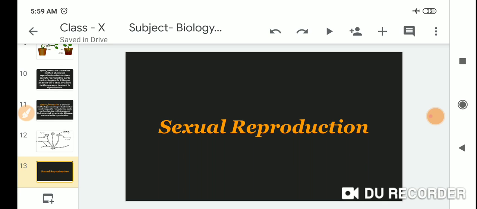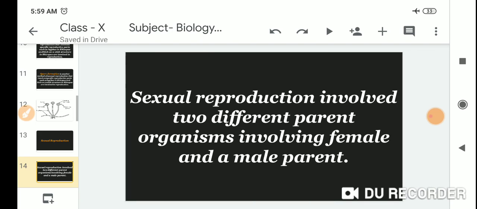Sexual reproduction. Yes students, let me start with sexual reproduction. Sexual reproduction involves two different parent organisms, a female and a male parent.